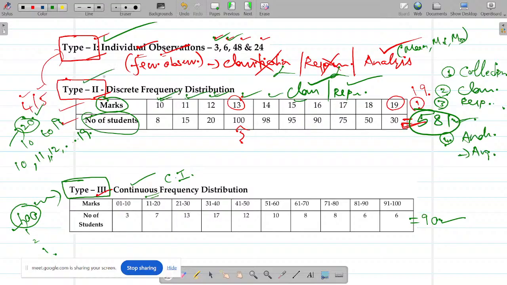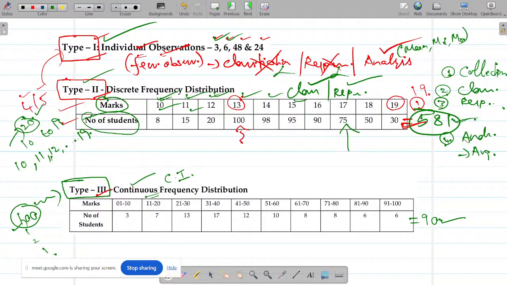If I go for type 2, it is for discrete values. See, 10, 11, this is what you call discrete, where you have definite values. What do you mean by definite? See, type 2 problem: how many students got 17 marks? From the table, you can clearly say 75 students got 17 marks.